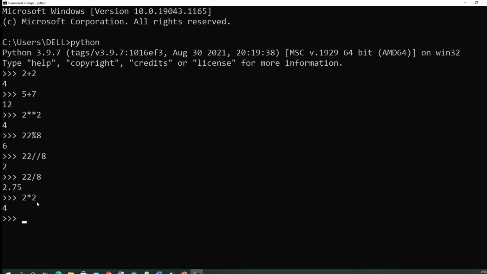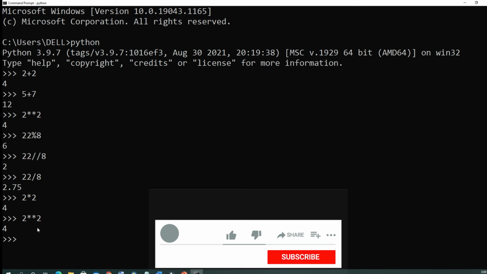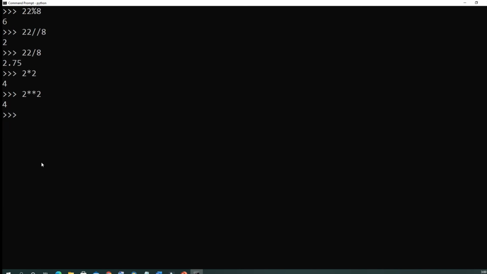But if you want to do exponentiation, then we're going to use double star. 2 double star 2 is more or less like 2 raised to the power 2, not 2 times 2. When you want to do 2 times 2, the star is only 1. But when you want to do 2 raised to the power 2, the star is what? 2.